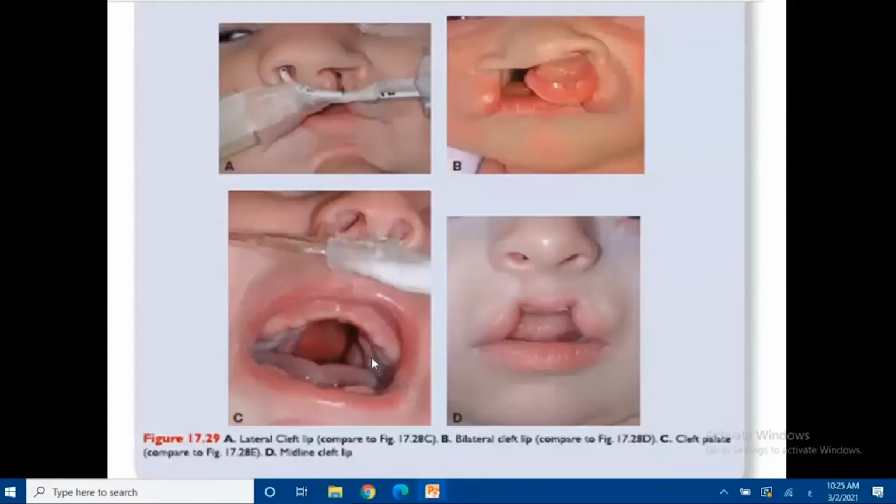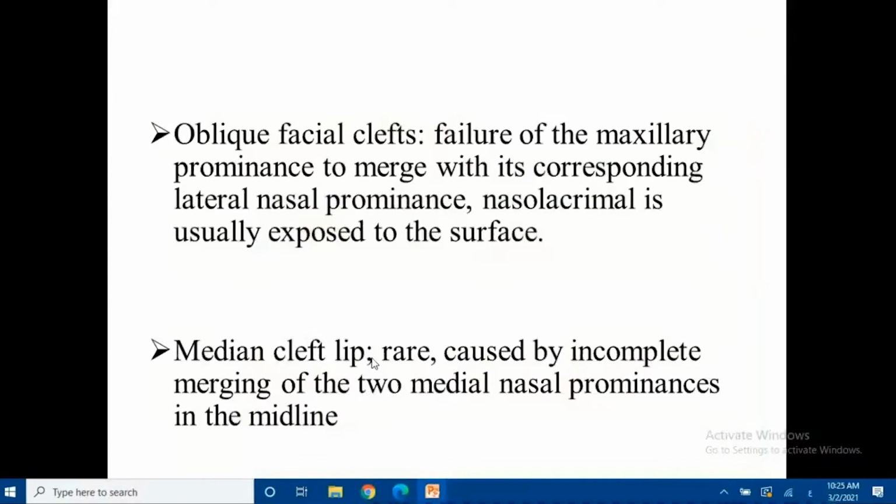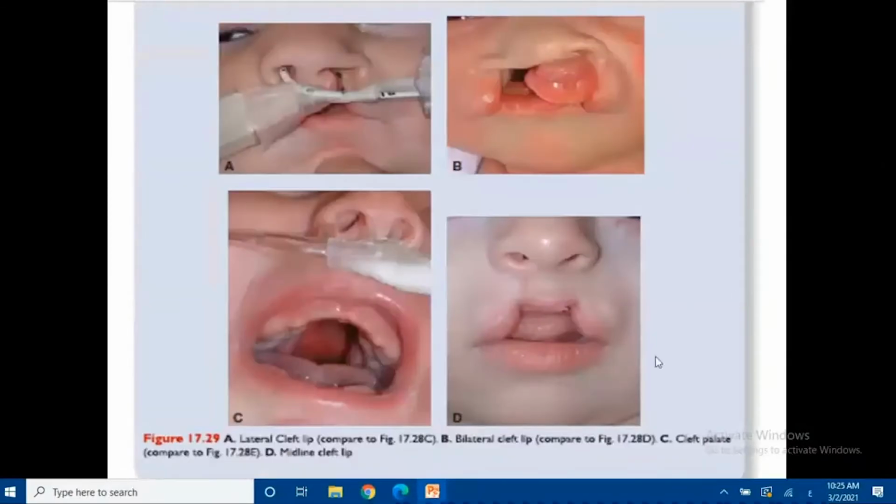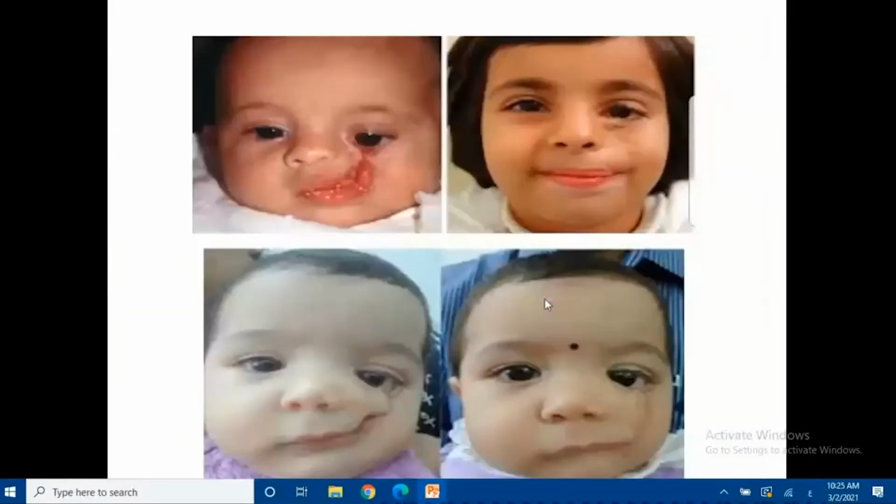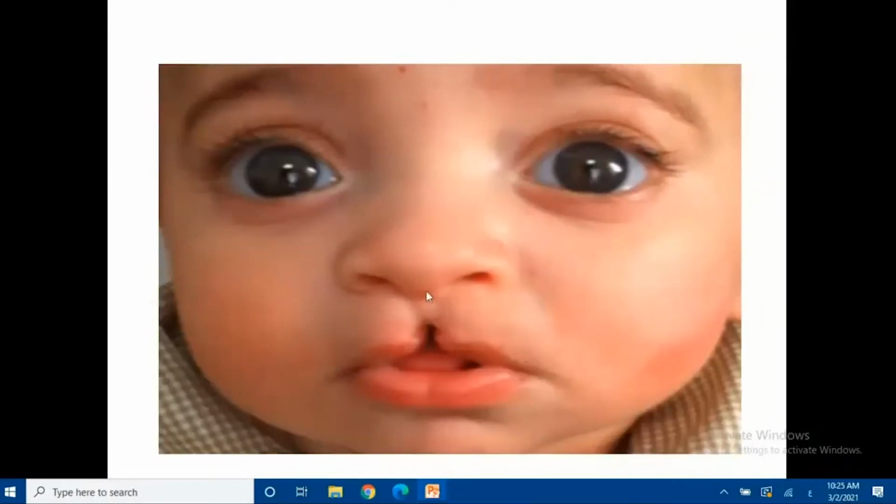Okay, so the last one is median cleft lip. This kind of cleft is somewhat rare, and it's caused by incomplete merging of the two medial nasal prominences in the midline, just like this one. Look at here. This is the midline cleft lip. And also this one is a midline cleft lip.